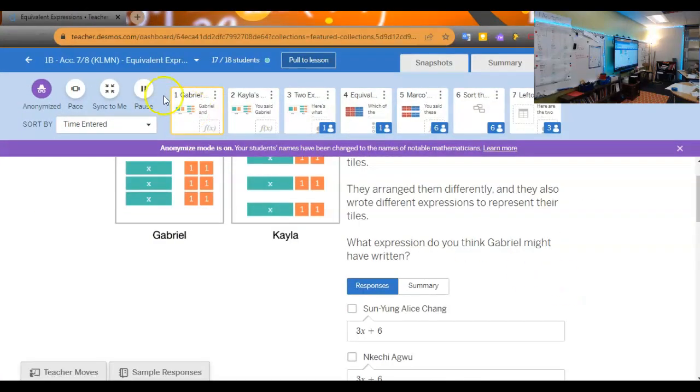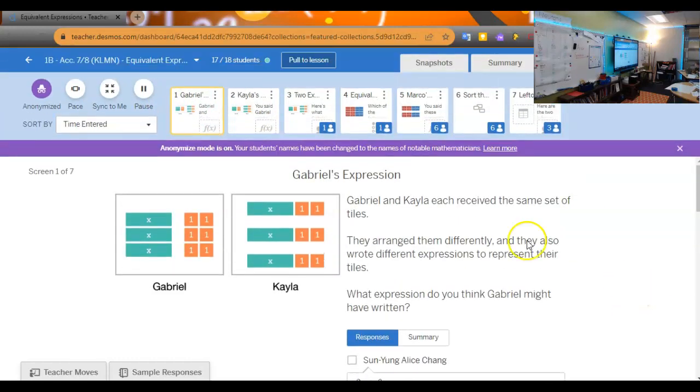So let's look at some of our answers for number one, because I think all of us have made it through slide one. If you're not in this activity, because it shows only 17 of 18, if you're not in the equivalent expressions activity, please get into it. Please and thank you.